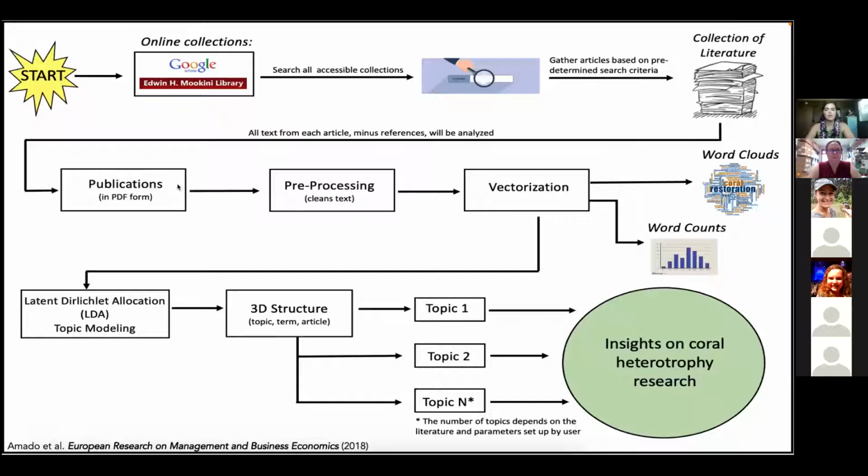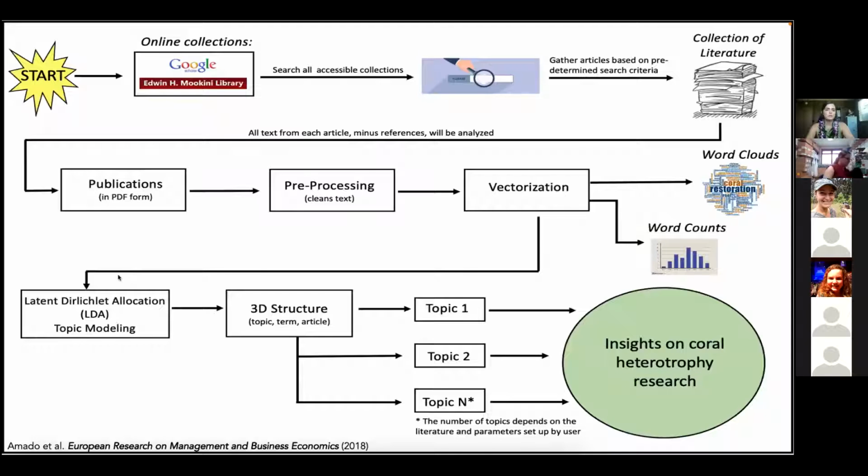From here, I applied text mining tools. So this is where, within Python, you can have the text mining tools extract all of the text, everything from the introduction through the discussion, into a single data set, and apply some pre-processing steps just to clean up the text and make it easier to analyze. Now move into vectorization. Here we can do data visualization, we can look at word counts or create word clouds, which represent frequently occurring words.